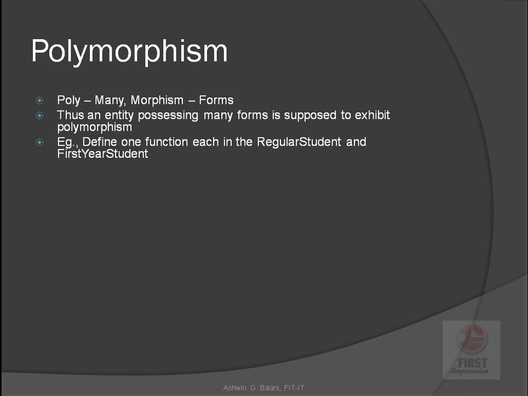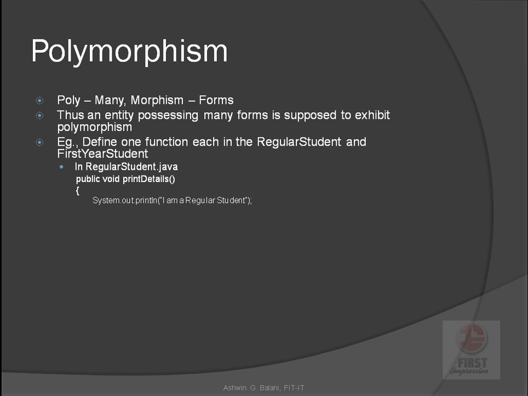To demonstrate the use of polymorphism, let's define one function inside the regular student and the first year student class. Let the function name be print details. Now how do we define a function? We say public void print details. Here the meaning of public is it is visible to everyone. The meaning of void is that this function will not return anything. The meaning of print details is the function name is print details.